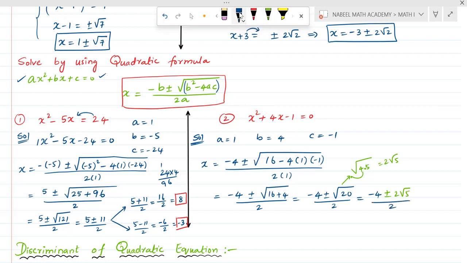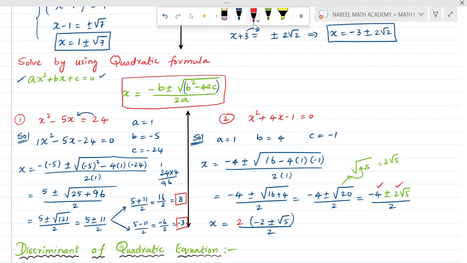Still our answer is not completed. You have to simplify further. What is a simplify? You can do it. In the numerator, the 2 is a common factor. I will take it outside. So when I take 2 outside as a common factor, the remaining is minus 2 plus or minus root 5 over 2. And these two get cancelled.